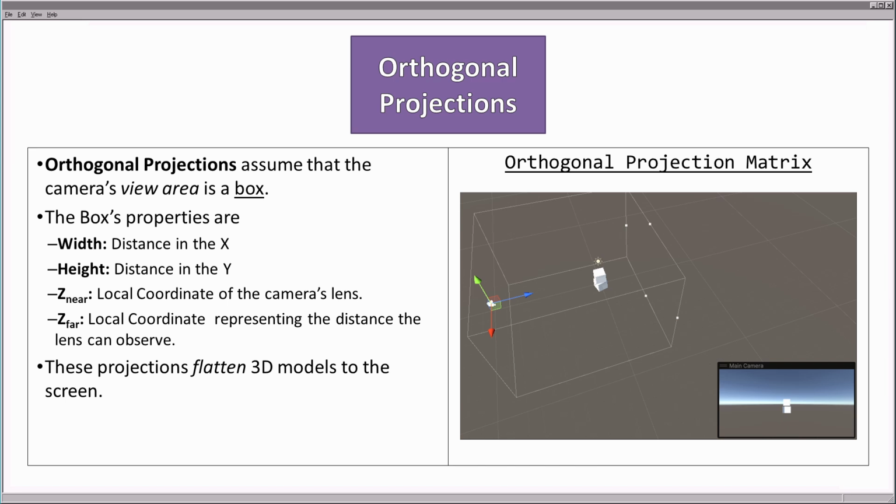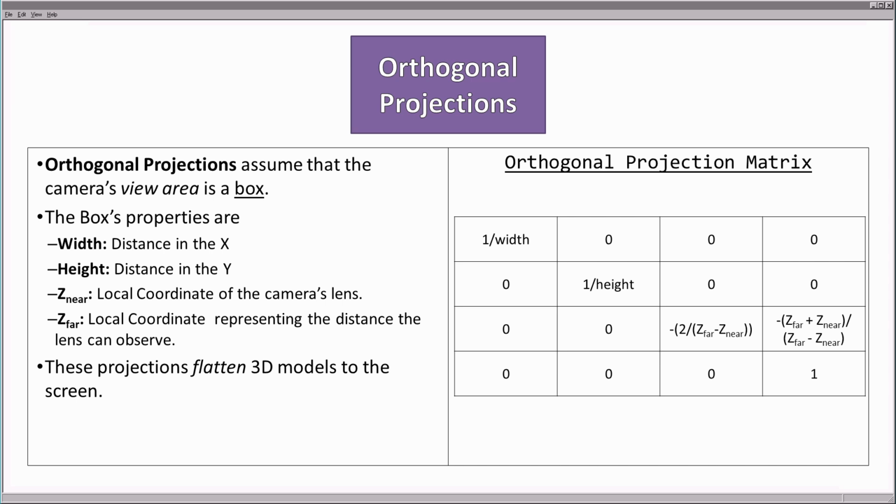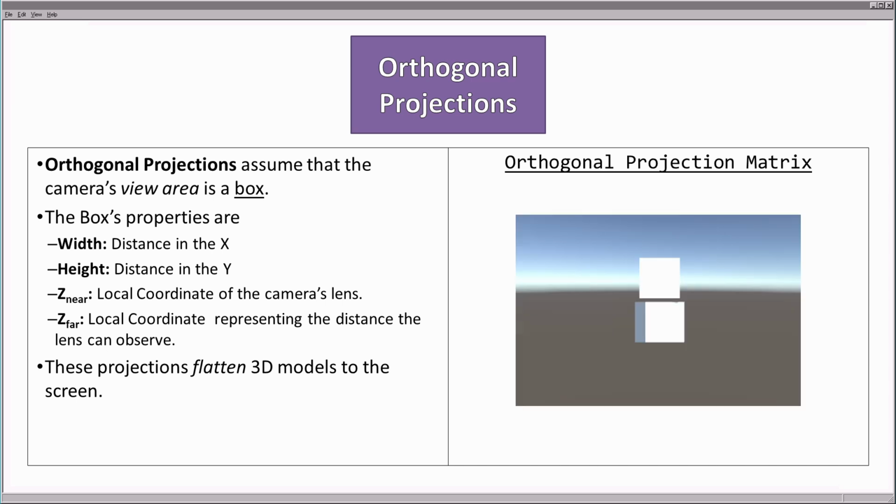The box's properties are a width, the distance in the x, a height, distance in the y, z near, a local coordinate of the camera's lens, and z far, local coordinate representing the distance the lens can observe. These projections flatten 3D models to the screen. We can see a simple implementation of an orthogonal projection matrix here. We can see in the image the application of the orthogonal matrix. Notice how both cubes appear to be flat, or just simple rectangles without any 3D form.